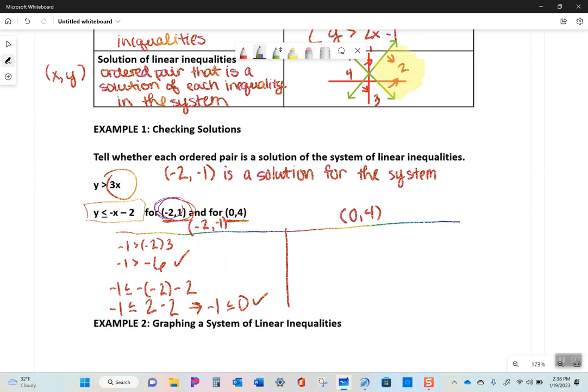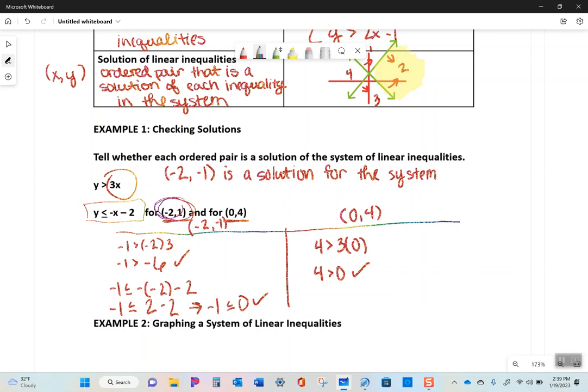Okay. So someone on this side of the room, help me out here, okay? So let's do the first one. So y is greater than 3x. What's my y? 4. Okay. And then greater than what? 3 times 0. Thank you, Haley. And then what does that simplify down to? 4 is greater than 0. Is that a true statement? Yeah. So we know that 0, 4 is a solution for the top one at least.